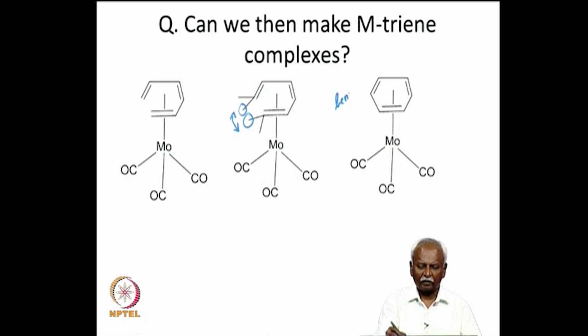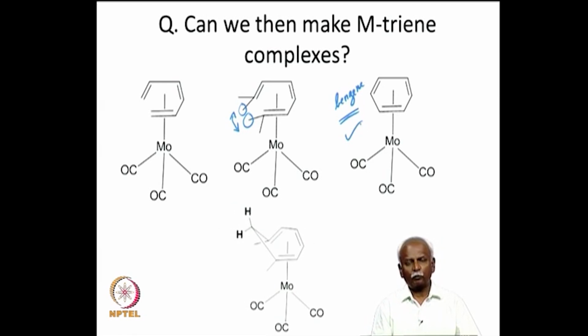A benzene complex with a metal atom, and this is in fact a known system. The other possibility is to introduce another carbon atom such that the steric repulsion is removed. So, this is also in fact known, this is also possible, and you can form a molybdenum tricarbonyl complex, where the 3 double bonds are interacting with the metal atom.